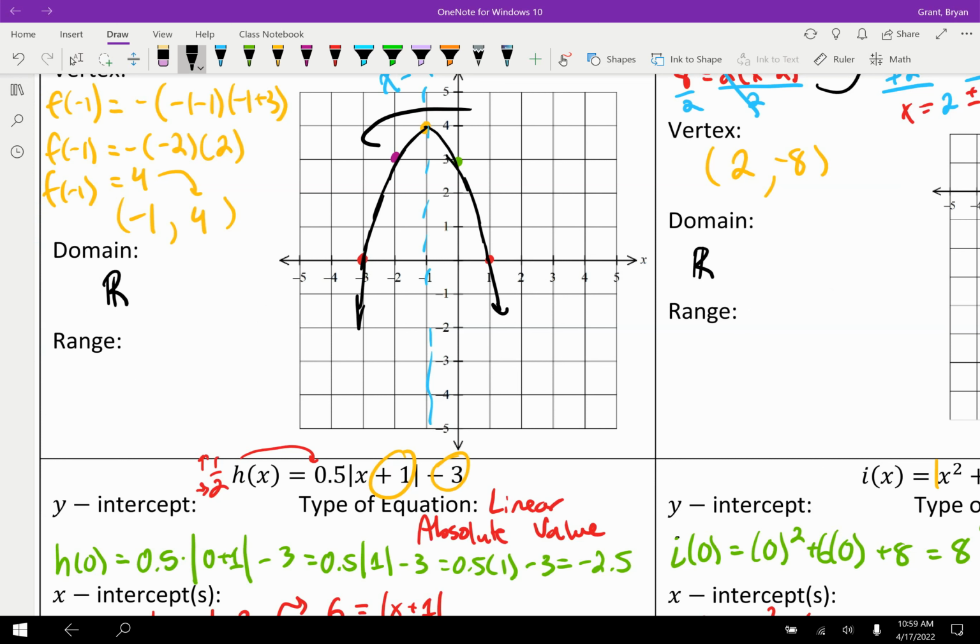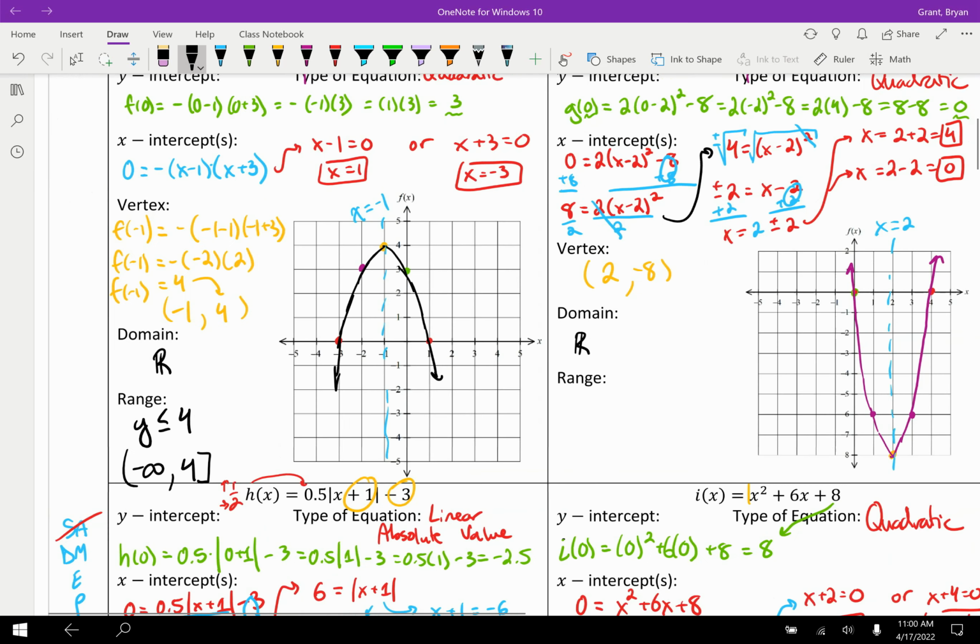My range here, the highest it gets is 4, and it goes down for the rest of the time. So we could say that the y's are less than or equal to 4. If you wanted interval notation, then we say the lowest number comes first over here, and the lowest number, well, there is no lowest number. It gets infinitely low, and parentheses, because we can't be equal to that, and the highest it gets is 4. If you just even wanted to write that in words, that's fine by me.